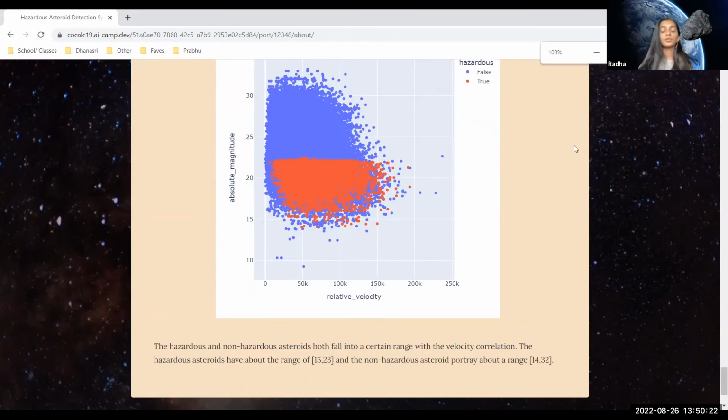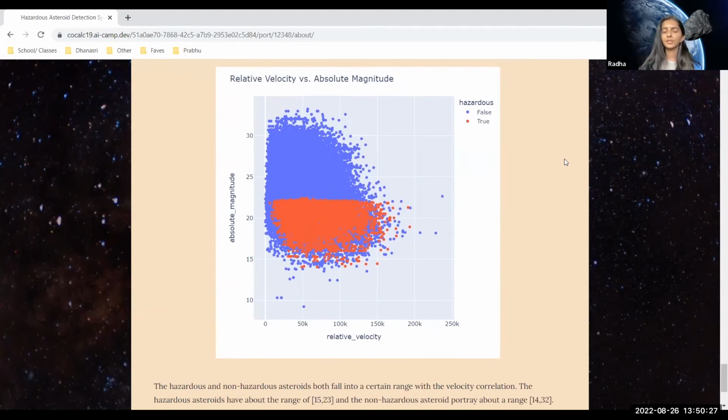This was one of our more interesting graphs. This one is relative velocity versus the absolute magnitude. So as you can see here, the hazardous in the red are all limited to only about 22.6 for the absolute magnitude and will not increase and go over there. And for the blue points with the non-hazardous, it doesn't exceed about 32. And they all stay relatively within the 150,000 kilometers per second for the relative velocity.